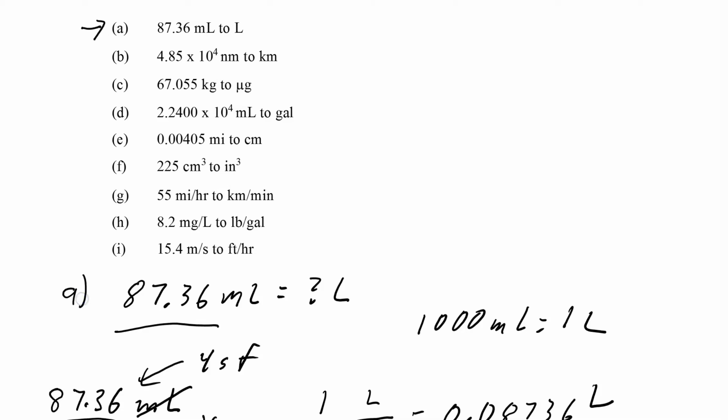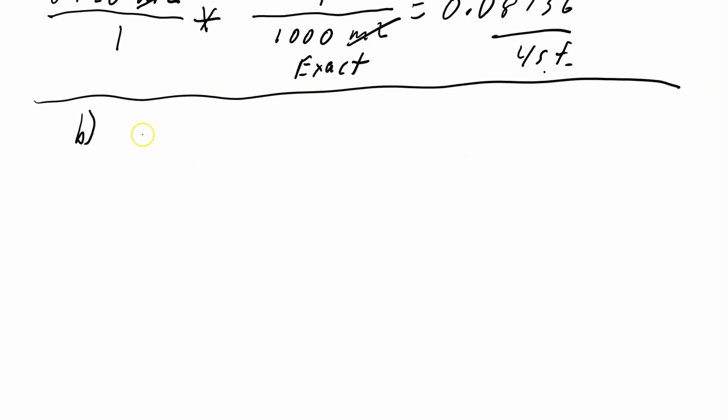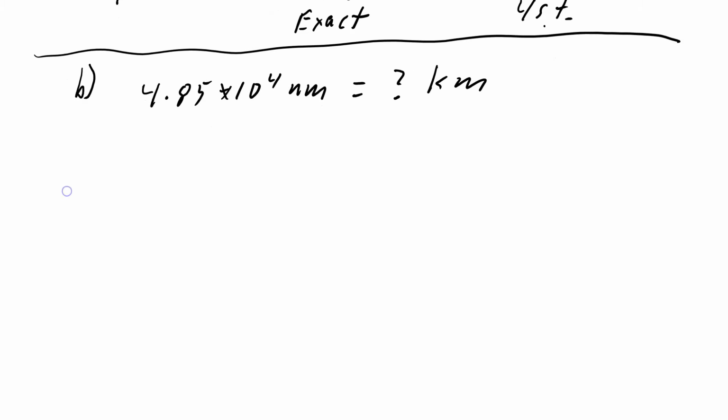Scroll up and we're asked in 11B to convert 4.85 times 10 to the 4th nanometers to kilometers. So let's write our measurement given again. We have 4.85 times 10 to the 4th nanometers, and we want to convert that to kilometers. So once again, our three-step approach, our measurement given is the 4.85 times 10 to the 4th nanometers, so we write that 4.85 times 10 to the 4th nanometers. Our answer is going to be in kilometers, so let's put it way over to the right.